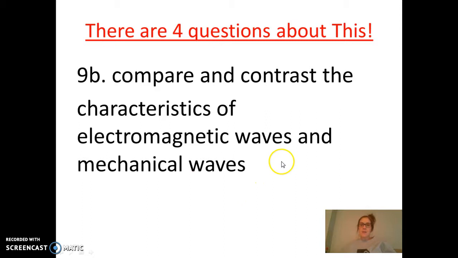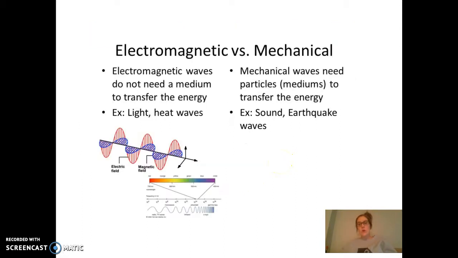Okay, next topic, there are 4 questions about this, the difference between electromagnetic and mechanical waves. Remember that electromagnetic waves do not need a medium in order to transfer energy. They can travel through a medium, they can also travel through a vacuum, like outer space. Okay, examples of electromagnetic waves would be light waves and heat waves, and we know that electromagnetic waves travel really, really, really fast, much, much faster than a mechanical wave. And all electromagnetic waves are going to be transverse, which is going to be up and down.